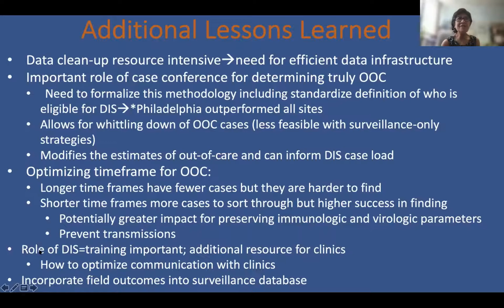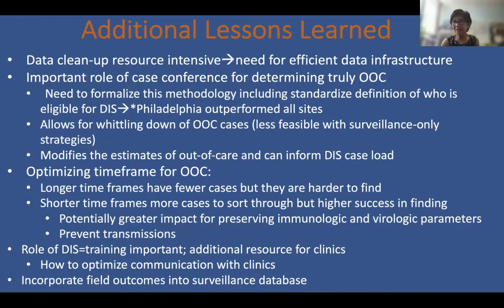The other important thing is the role of the DIS, okay? They're trained, all DIS are not created equal. And I can tell you that in Connecticut, we had one DIS who was less engaged, shall I say, in the process, and that person's re-engagement statistics were lower than the other 2 DIS. So it really matters that the DIS are held accountable.